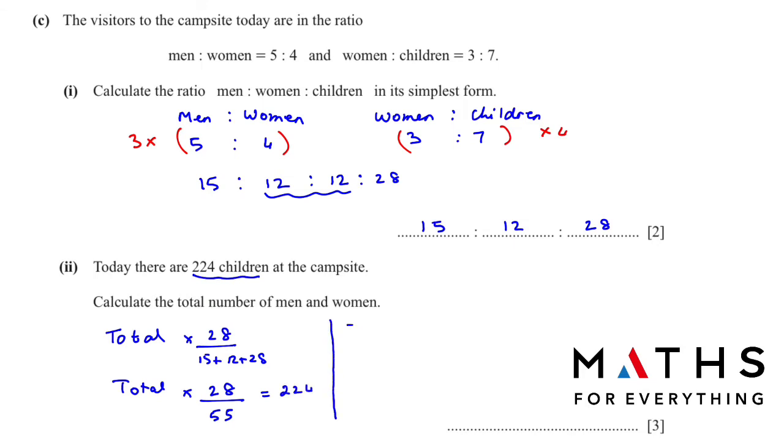Now to find the total, we are going to multiply 224 by the reciprocal of this. Whenever you want to shift a value to the other side, you can multiply by the reciprocal. Or understand it that way: whatever is in the denominator becomes the numerator, and whatever is the numerator goes down as the denominator.